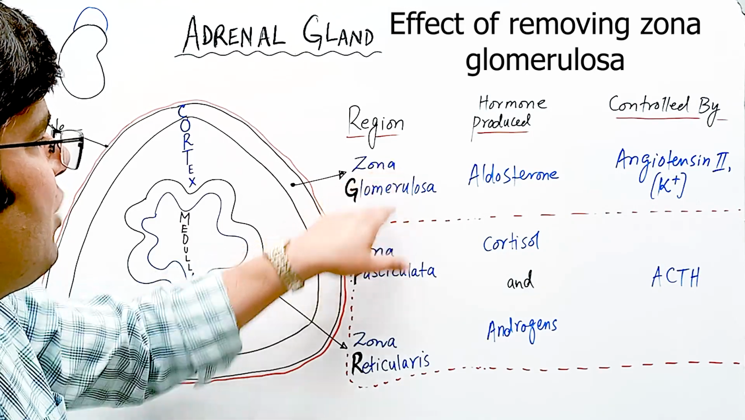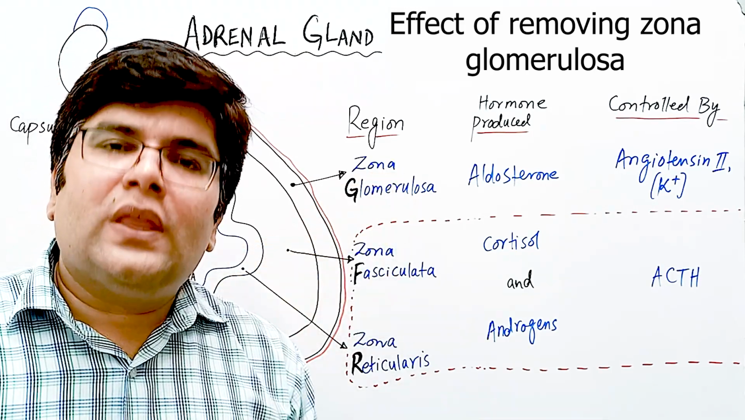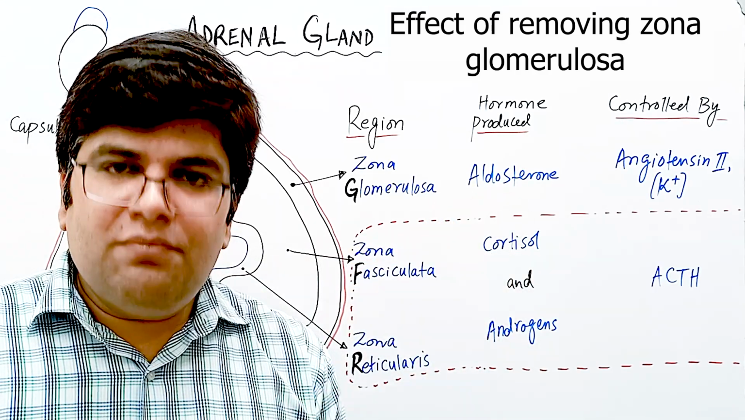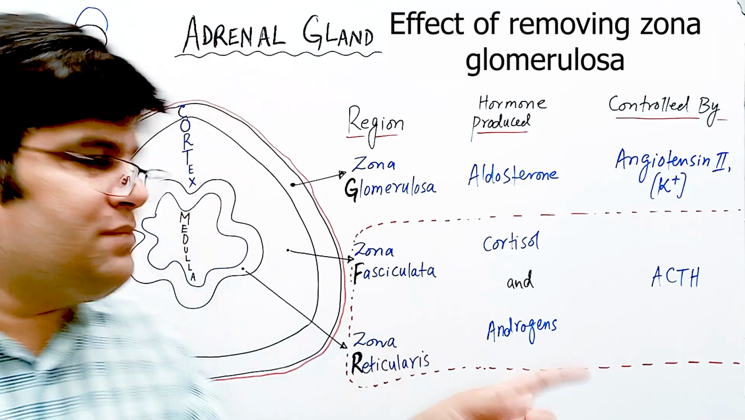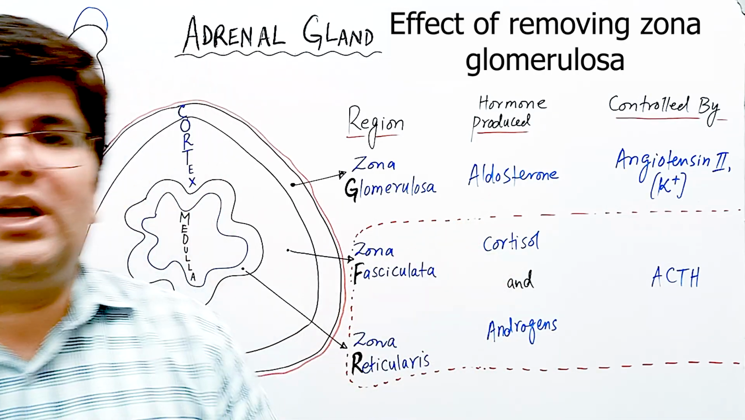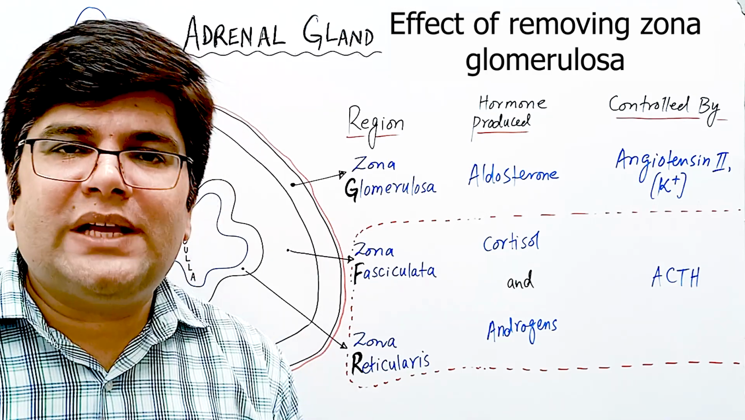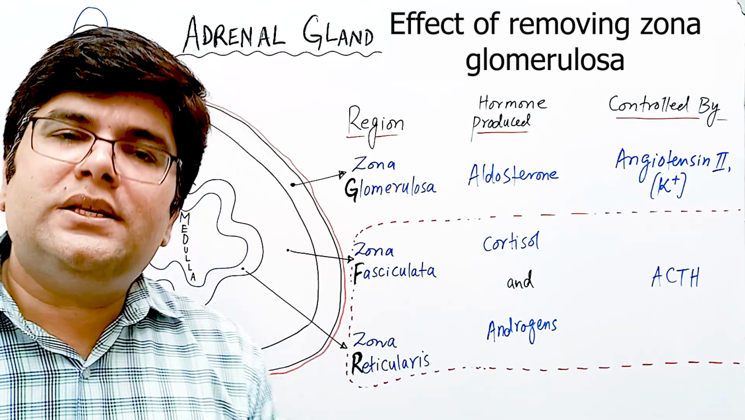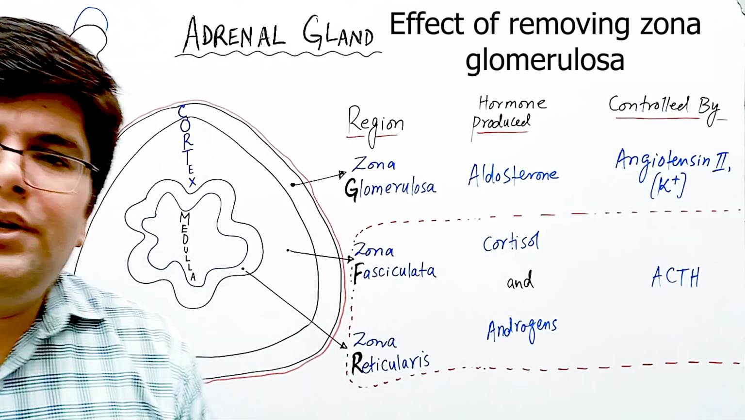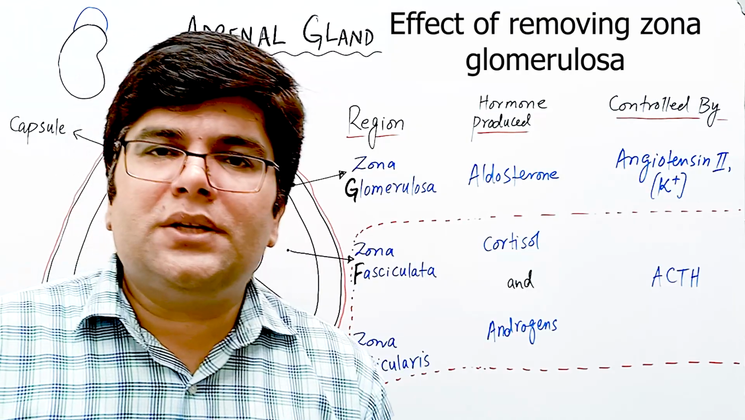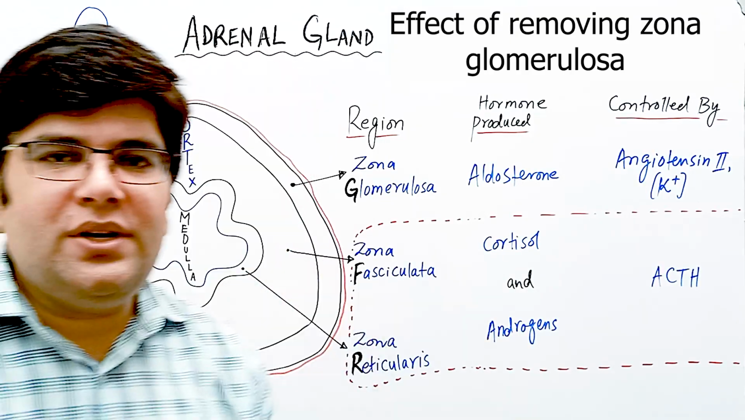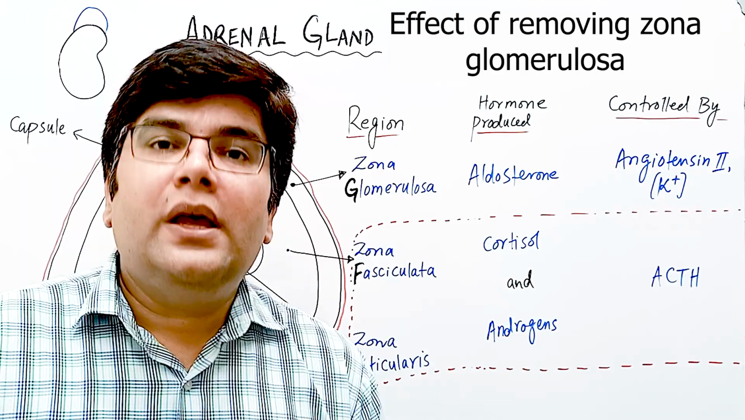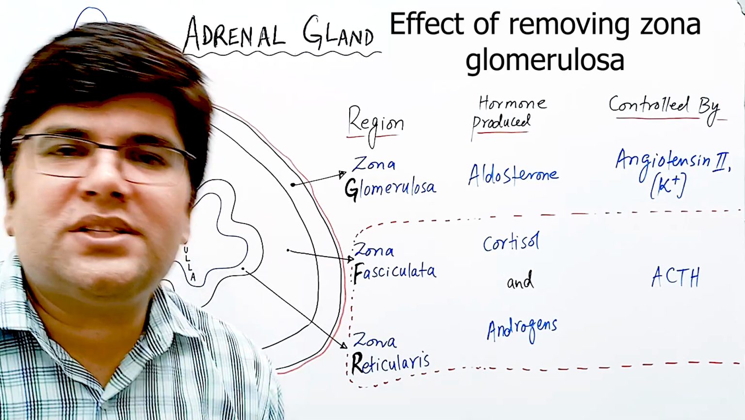If you remove this zona glomerulosa, hypothetically, then there will be a deficiency of the hormone aldosterone, which is the major mineralocorticoid in our body. Because this hormone controls our sodium and potassium level, there will be a deficiency of sodium, because mineralocorticoid normally increases the reabsorption of sodium from the distal convoluted tubule and the collecting duct of the nephron. So when there is decreased reabsorption of sodium, there will be less water reabsorption as well, and this will decrease the volume of your extracellular fluid.